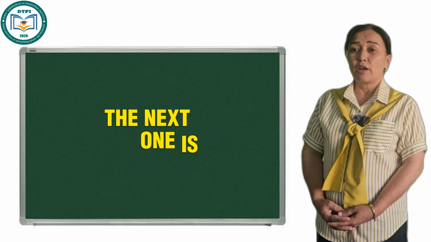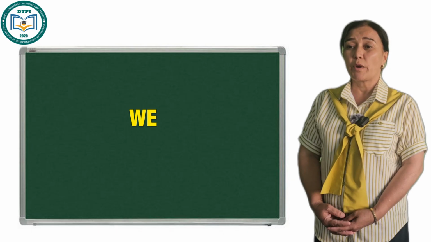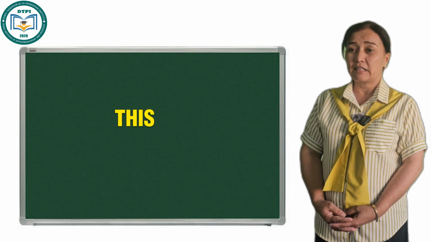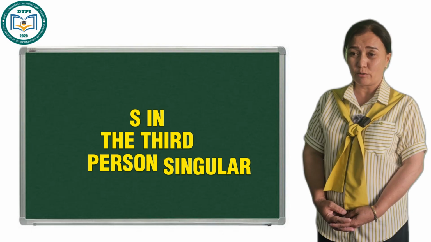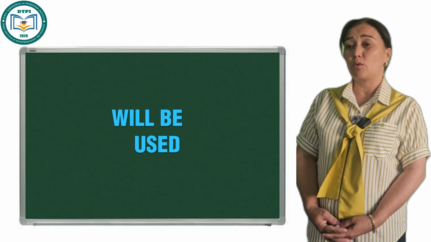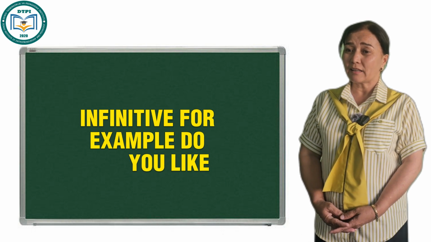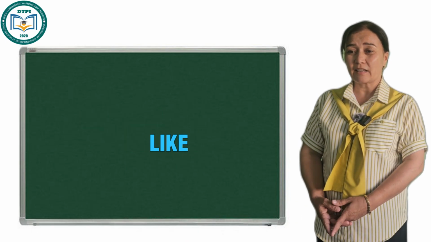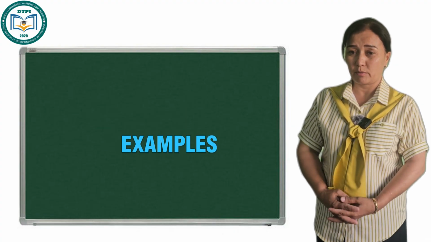The next one is to form the negative and the interrogative. We need the auxiliary verb to do in the present simple. This means we have to add es in the third person singular, he, she, it, while the main verb will be used in the infinitive. For example, do you like, or I don't like? Does she like? She doesn't like, and so on. You can see there are some examples.